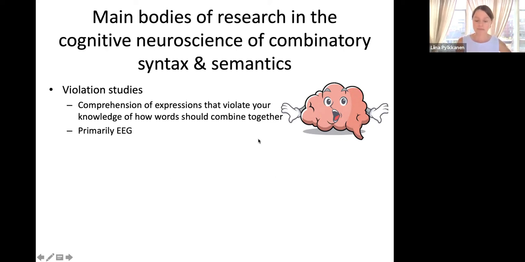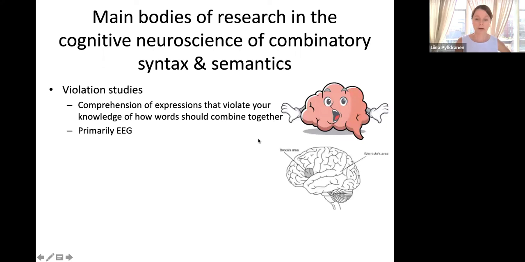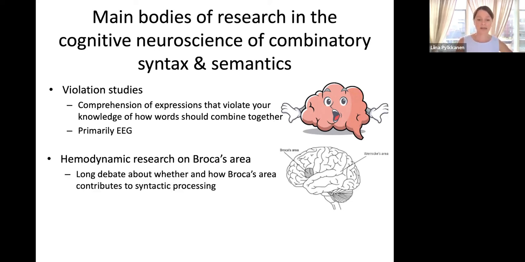Secondly, we're going to talk about a body of work that is focused on a specific brain area, specifically Broca's area. You remember from the classic model of language and the brain, this is going to be a primarily hemodynamic body of work that is interested in the role of Broca's area in syntax. And this is a long debate about whether and how Broca's area contributes to syntactic processing.